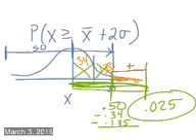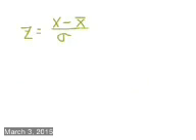Now 11 through 16 is a little bit different. Okay? On 11 through 16, we need to use a formula. That formula is called the z-score. The formula for the z-score is z equals x minus x bar divided by sigma.